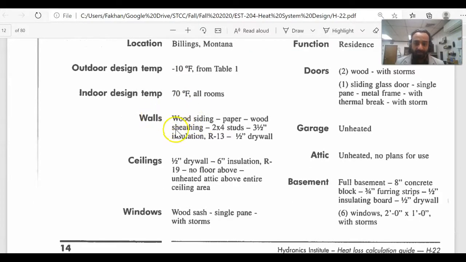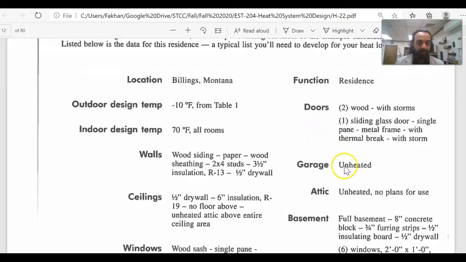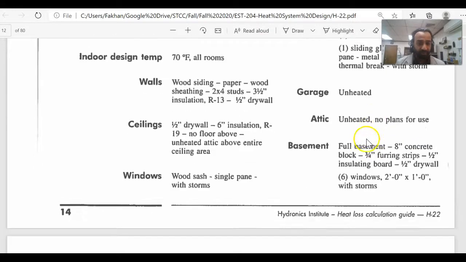The walls, they got the walls. They assume the walls are all uniform and they have the same heat loss. Same with the ceiling, windows, and they decided that the garage is unheated and the attic is unheated, so we're going to lose heat from those two spaces, and no plan for use. So it's not going to be used, very small, so it's unheated, no plan for use. So we would need to put some insulation in it.